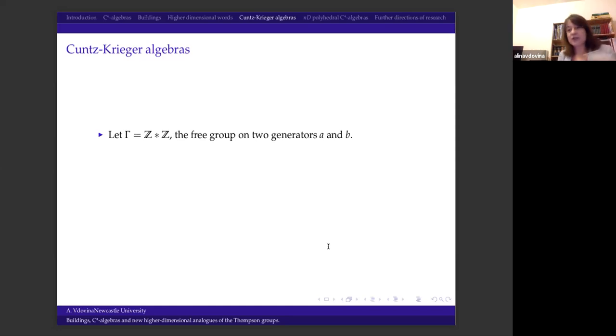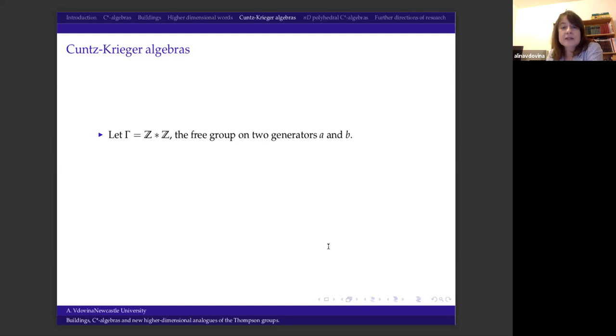Okay, let's see how much time I have, because what I would like now is to give more flavor about these algebras and show how they are related to the polyhedra. Any questions so far? I don't know how much I'm going to talk about those higher dimensional algebras, but at least I will explain the construction of the so-called Cuntz-Krieger algebras, which are related to the tree which is the universal cover of a wedge of circles that I showed before. This gives the flavor of what those algebras look like.